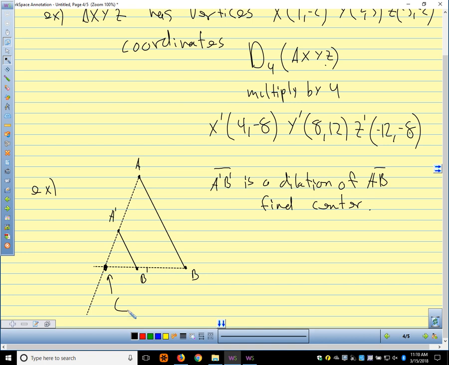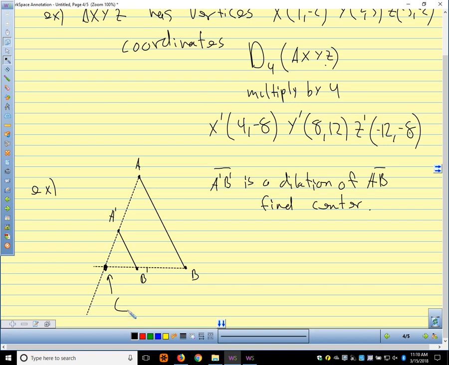The center has to be on the rays between those two. Just find where they meet. So just draw them in, figure out where they meet. All right, questions?